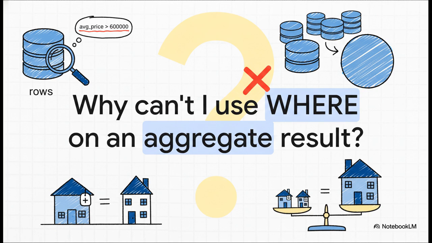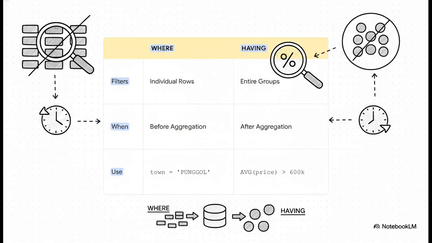What's going on here? And here is the secret. It is all about timing. Think of your query like an assembly line. Where is the inspector at the very beginning of the line? It filters out individual rows before any of the grouping or the math happens. At that point, the database has no idea what average price even is. But HAVING is the inspector at the very end of the line. It waits until after all the grouping and calculations are done, and then it filters those final results. So the rule is simple. WHERE filters rows. HAVING filters groups.